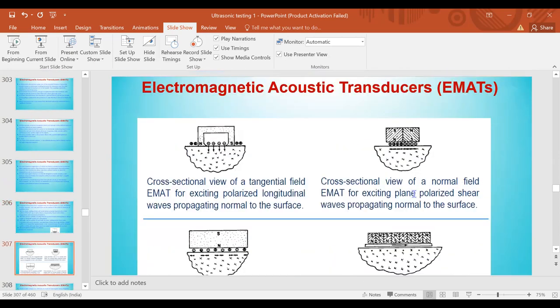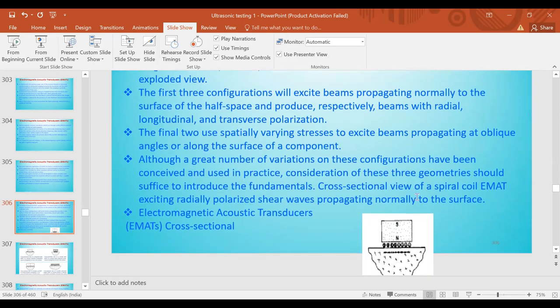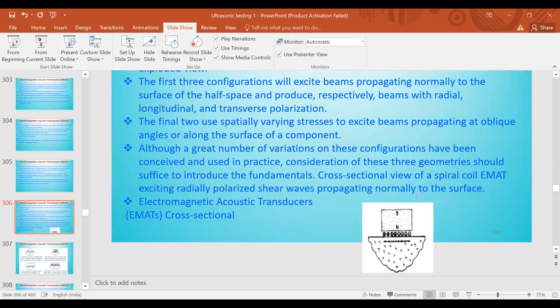So there is EMAT, electromagnetic acoustic transducers. A number of practical EMAT configurations are shown below. In each, the biasing magnet structure, the coil and the surface of the solid are shown in exploded view. The first three configurations excite beams propagating normally to the surface of a half space and produce beams with radial, longitudinal, and transverse polarization. The final two use spatially varying stresses to excite beams propagating at an oblique angle or along the surface of a component. Although a great number of variations have been conceived and used in practice, consideration of these three geometries should suffice to introduce the fundamentals.